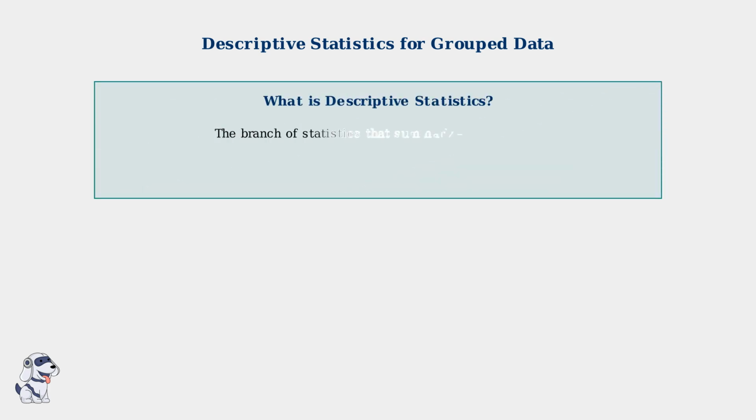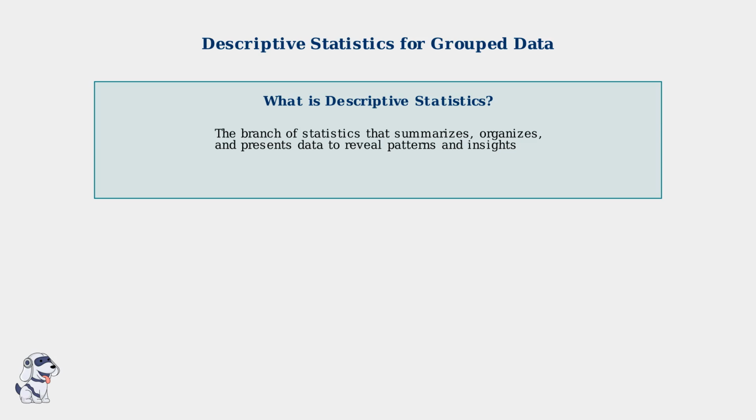Descriptive statistics is a fundamental branch of statistics that focuses on summarizing and presenting data in a meaningful way. Today, we'll explore how descriptive statistics applies specifically to grouped data. Descriptive statistics serves a crucial purpose. It takes raw, unorganized data and transforms it into clear, understandable summaries.